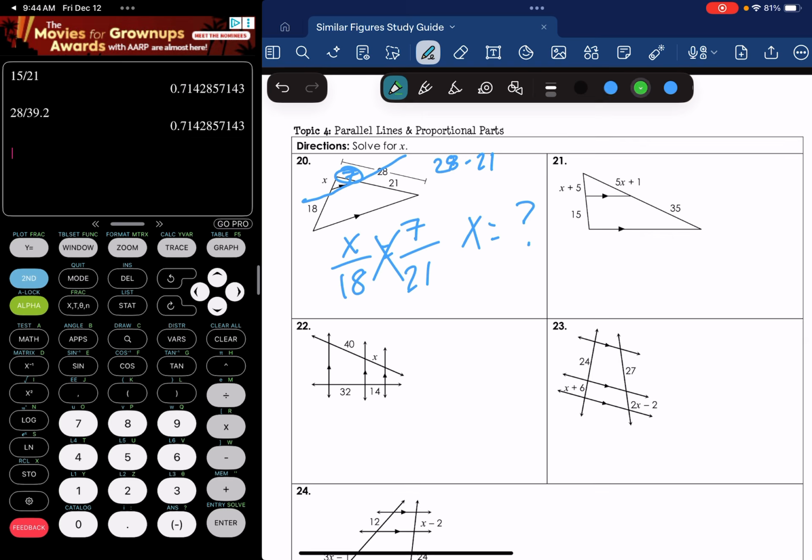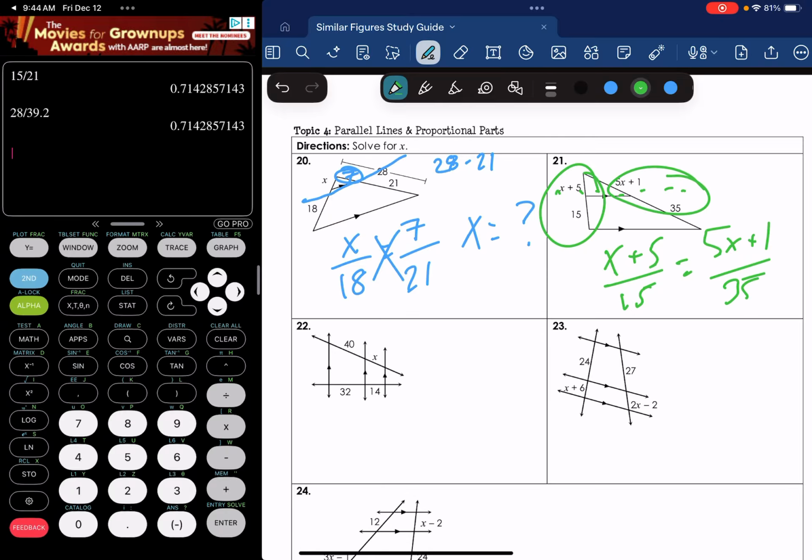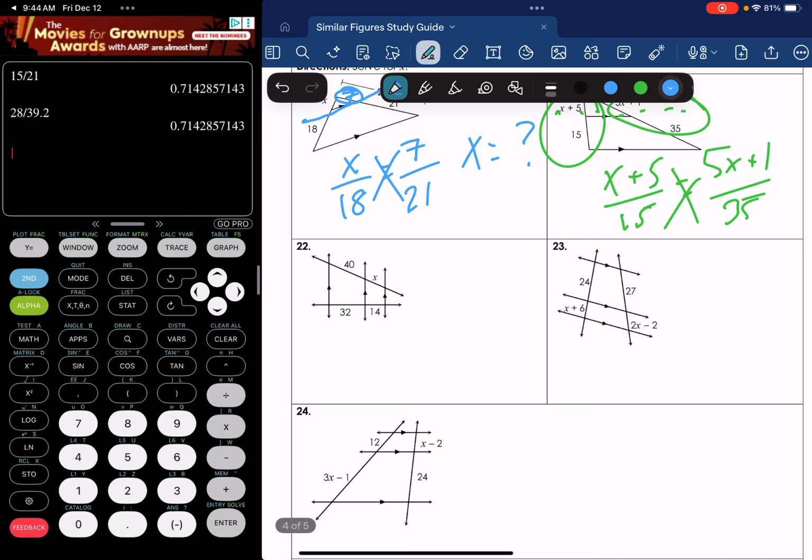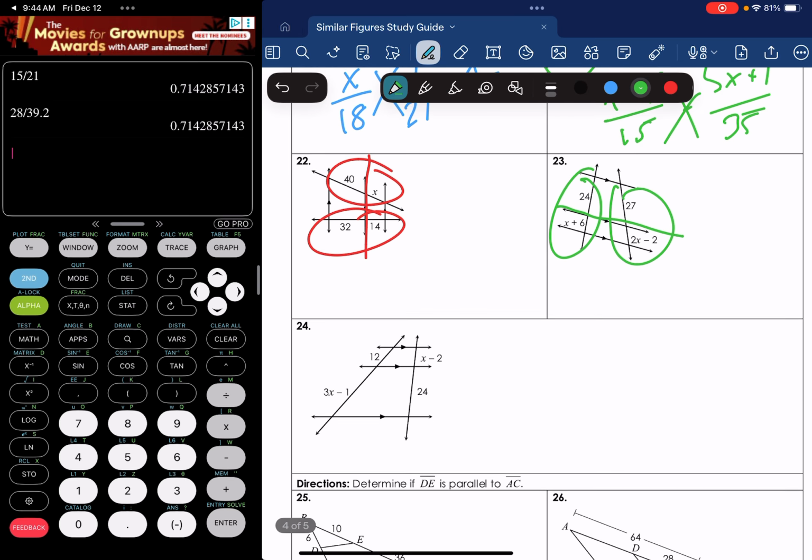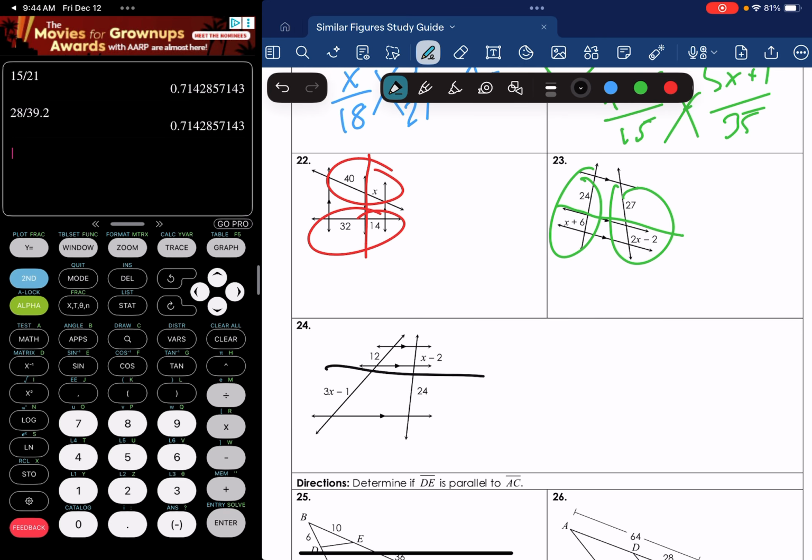You do all these the same way, like this is your fraction bar. So one of your fractions is x plus 5 over 15. Your other fraction is 5x plus 1 over 35. And then you would cross multiply. You do, like I said, all of these the same way. So I'm not going to do them all. Here's your fraction, here's your fraction. On 23, here's your fraction, here's your fraction. On 24, here's your fraction, here's your fraction.